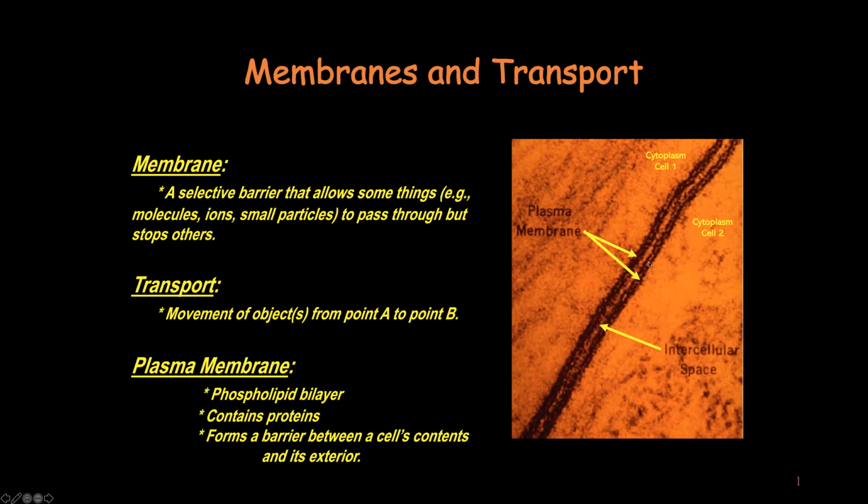And you can actually see the lipid bilayer here. You see the little space between the two lines. It looks like a railroad track. This is the lipid bilayer of cell 2, and this is for cell 1. And there's a space between the cells, between the two lipid bilayers.